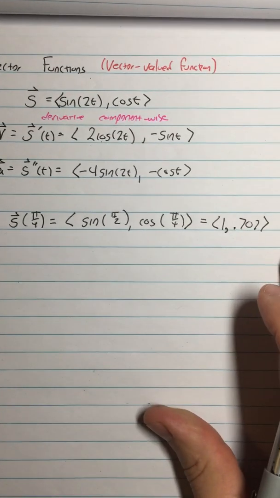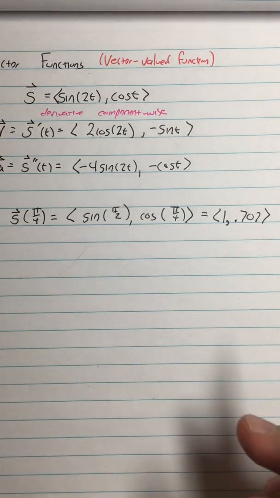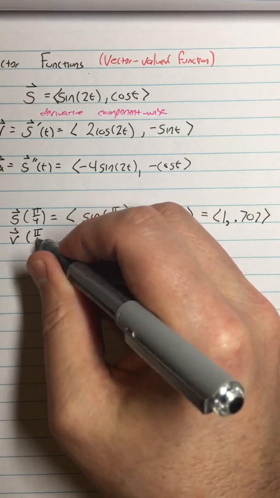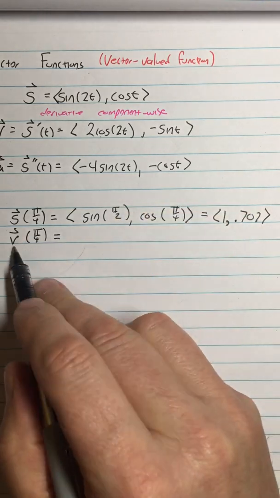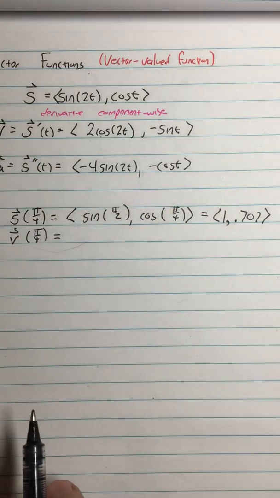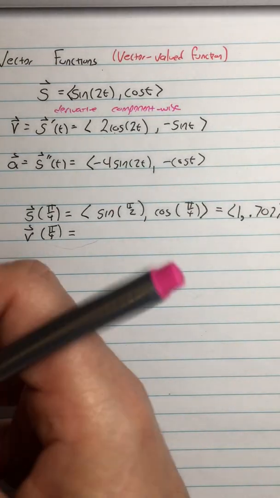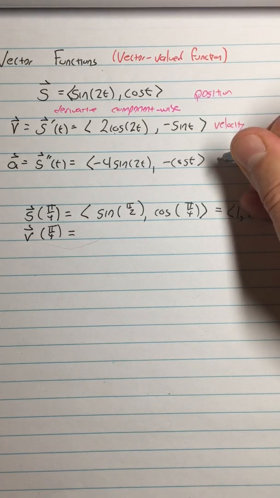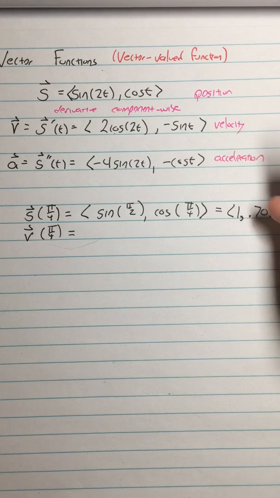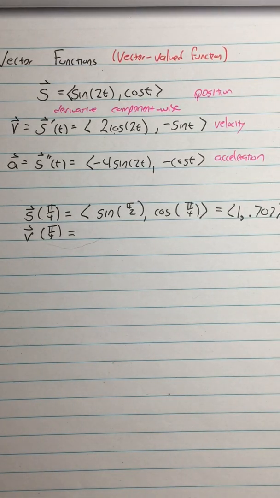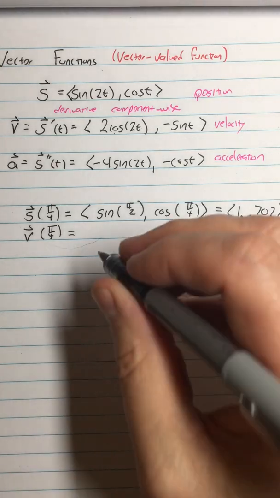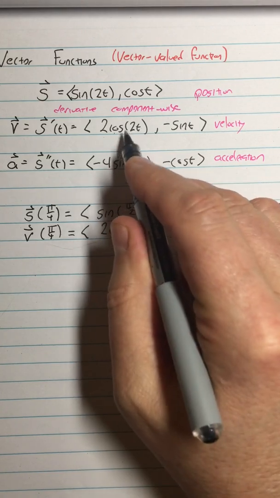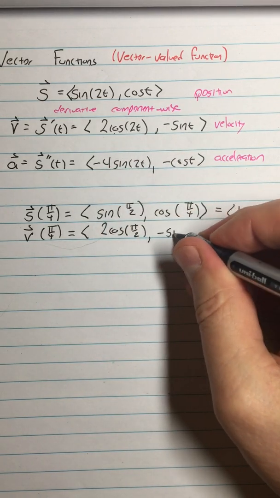So this vector is 1, 0.707. I'm going to use decimals to represent these vectors, even though using pi over 4 I could get exact values. But I want to plot them, so I want decimals. So the velocity at pi over 4, so I was using v before just for vector. Now in this context, v is velocity. Maybe I should write that in here: position, velocity, acceleration. So velocity at pi over 4, I'm just going to plug in pi over 4 into here, so it is the vector 2 cosine of pi over 2, and then negative sine of pi over 4.